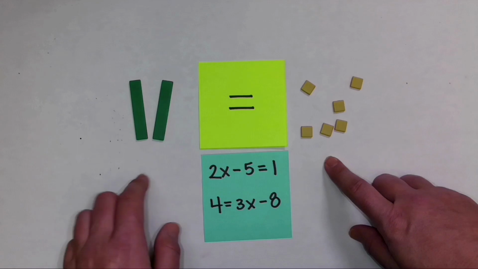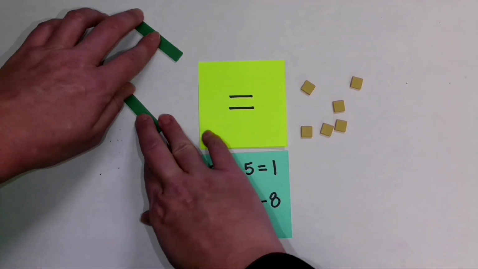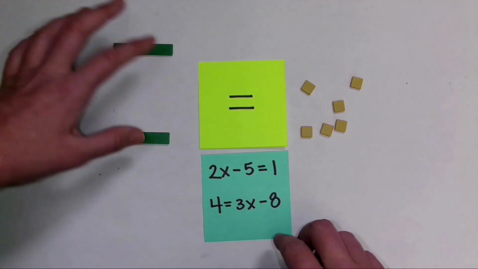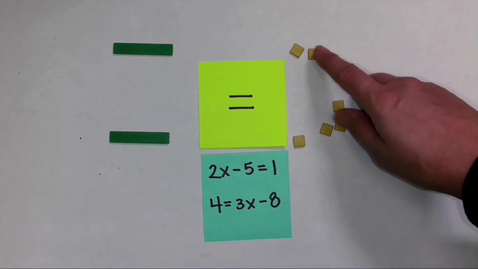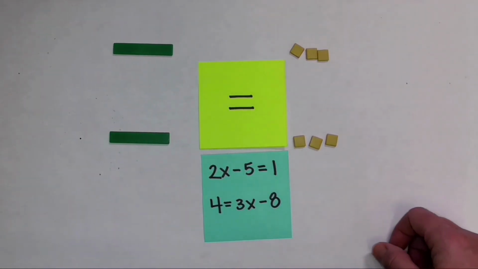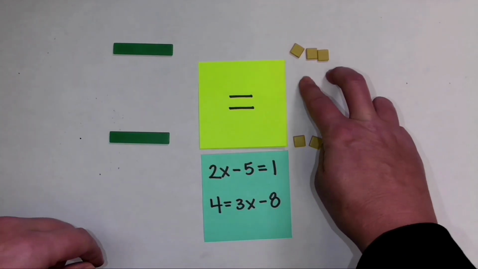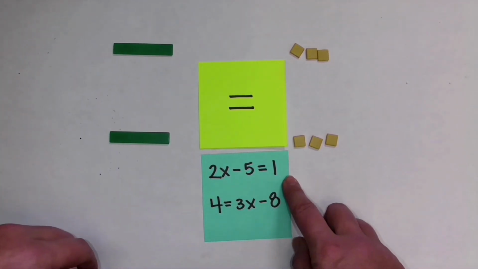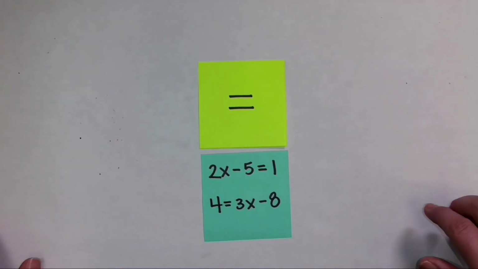Now I don't want to stop right there. I want to figure out the value for each x. So that means I'm going to divide each of these x's. I'm going to divide them into 2 groups, which means I do this. That means I do the same for my constant. So I take the constant and place them into 2 equal groups. So here I can see each x equals 3. So x equals 3.